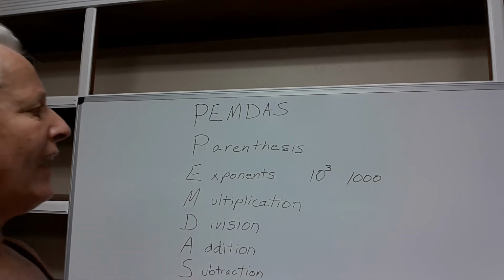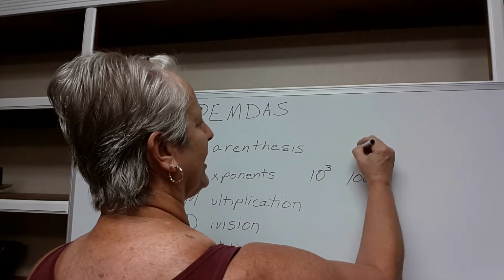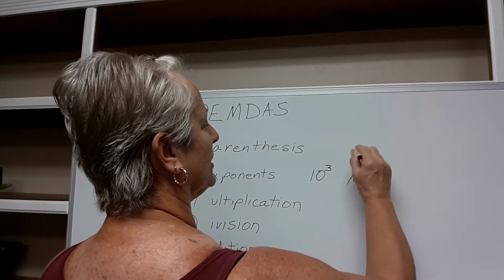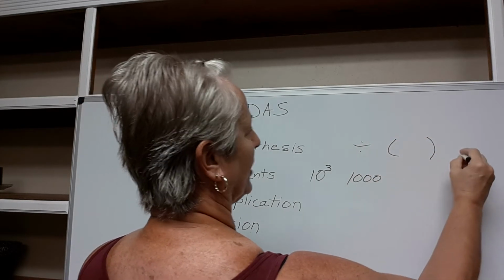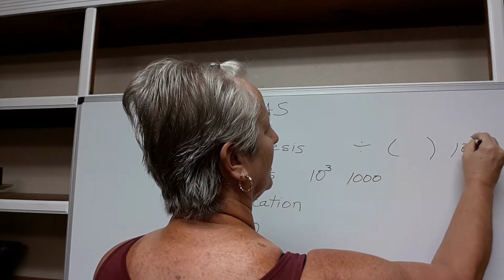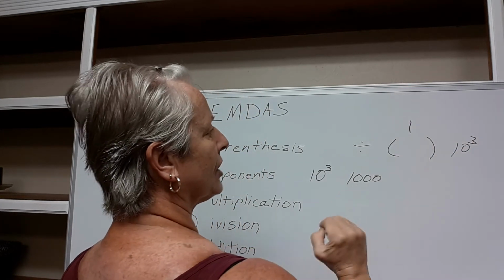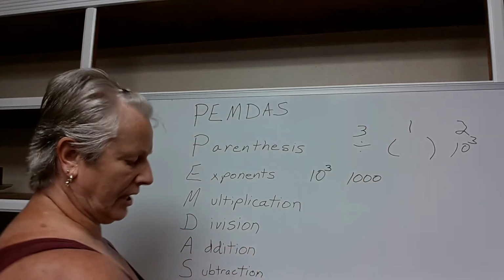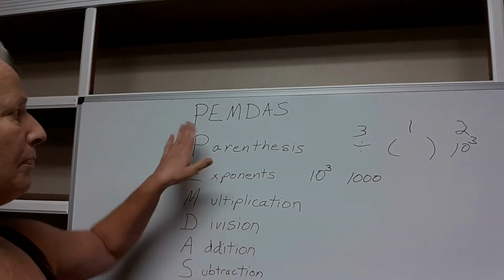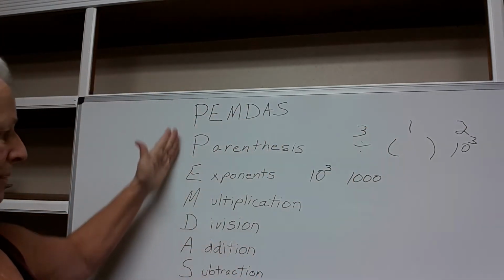So whatever the operator is, the division, or if there's parentheses, or if there are exponents, okay, you do this first, you would do this second, and you do this third. So make sure you remember PEMDAS and what it represents.